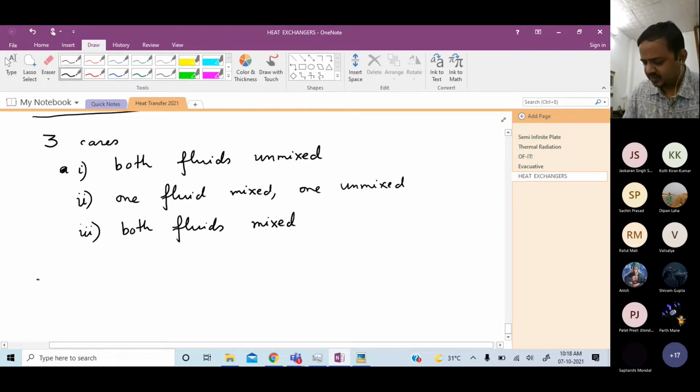So let us take each of them one by one. How does it look first? I'll take the first one in a little more detail. The rest will be simple. Both fluids unmixed.